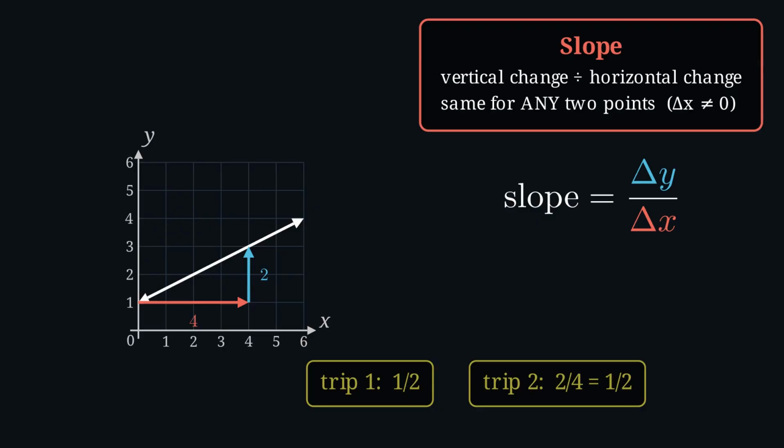Watch this trip: across 2, up 1, 1/2. A longer trip: across 4, up 2, 2/4, 1/2 again.